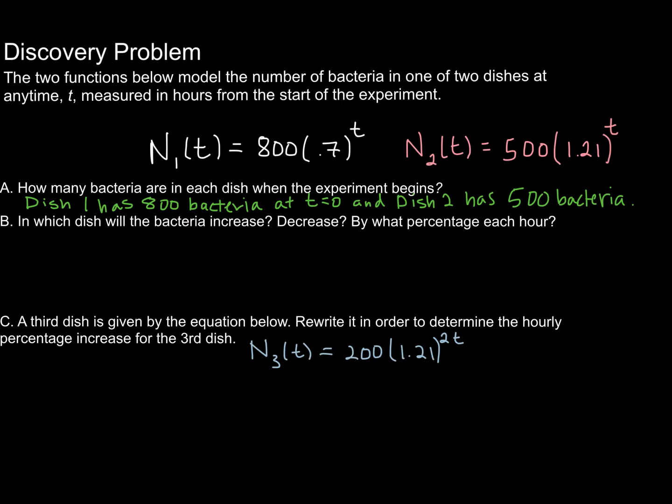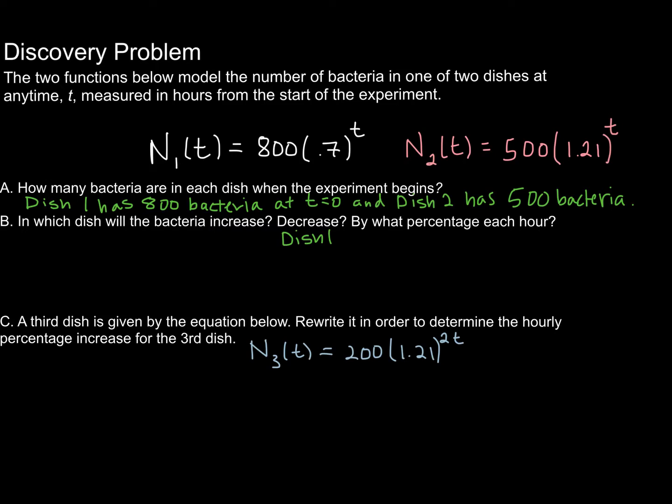All right, so next we're looking for which dish has bacteria that are increasing and which dish is going to be decreasing in the number of bacteria. So we can see pretty clearly here that dish 1 has a base of 0.7, which means that each time t increases by 1, we're going to multiply by 0.7 and thereby decrease the amount that we have. So dish 1 is going to give us a decrease. And I'm writing this small without full sentences only to save room here. So you should write this out in full sentences in your notebook.